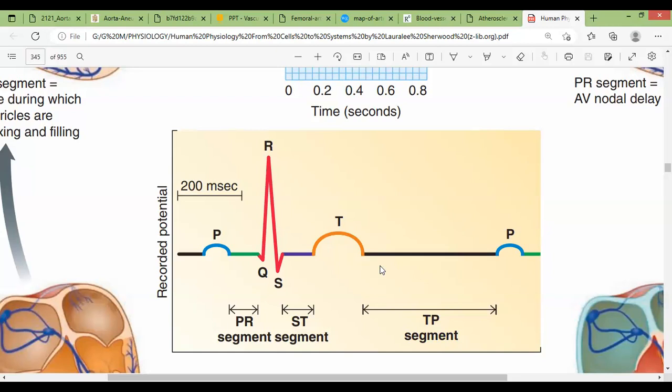Then between T and P, the ventricles are filling. That's when the filling takes place. Between T and P? Yeah. So the ventricular filling takes place between T and P.